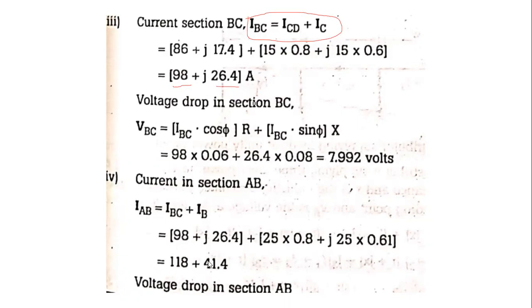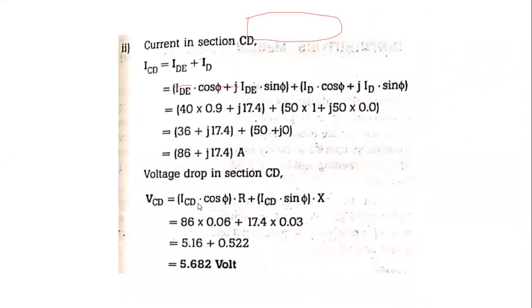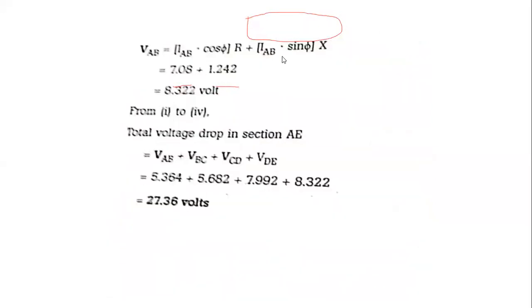Next, similarly, we calculate the voltage drop in the AB section, that is IAB cos phi into R. This is the value for IAB cos phi and this is the IAB sin phi value. Therefore IAB cos phi is equal to 118 into R. What is the R value at section AB? 0.06, and the X value is 0.03. Then substitute all the values and we obtain the voltage across AB.